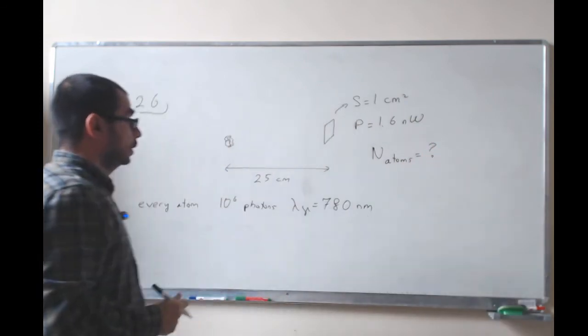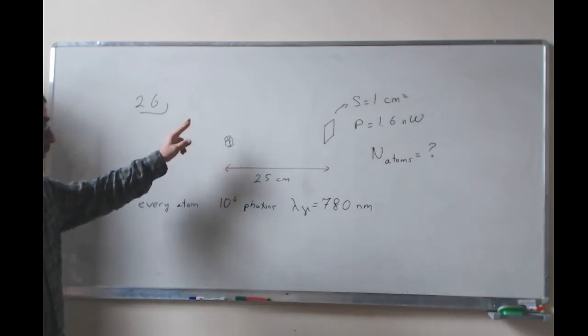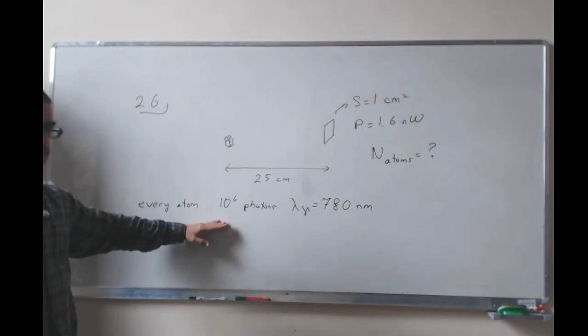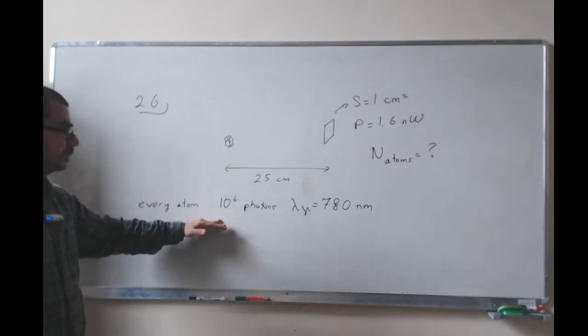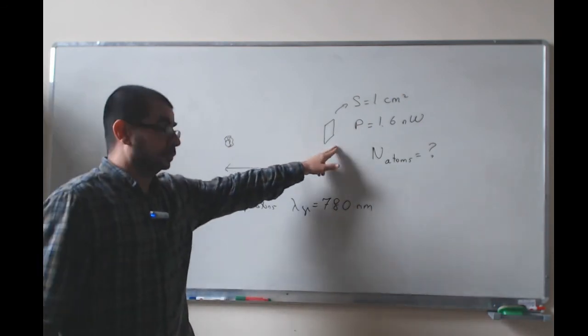Okay. So if you can find the total power that's emitted from this trap by dividing this by the power emitted by a single atom, we can find the total number of atoms, right? Because the power of a single atom times the number of atoms should give the total power.